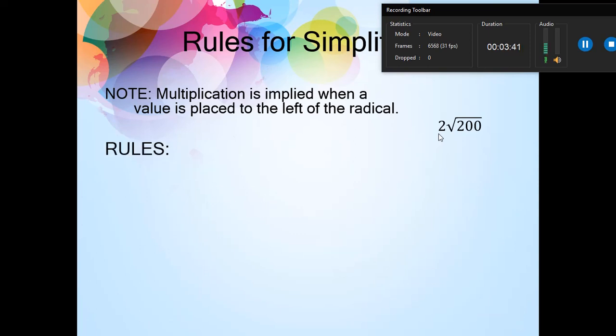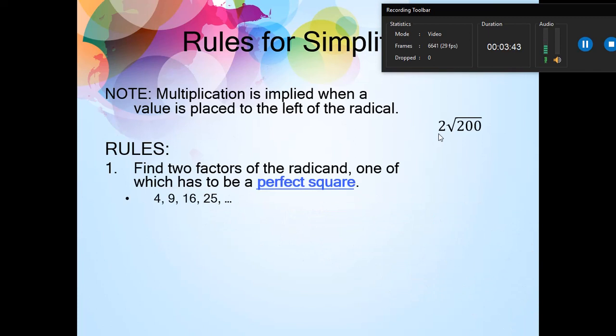So let's go through our rules for simplifying. The first step says I need to find 2 factors of the radicand. In this example, it's 200. One has to be a perfect square. This is the big deal. So when I multiply 2 numbers together, can I get 200? Will 4 work? Will 9 work? How about 16? How about 25? These are just a few examples of perfect squares, but one of your factors must be a perfect square or this process does not work.